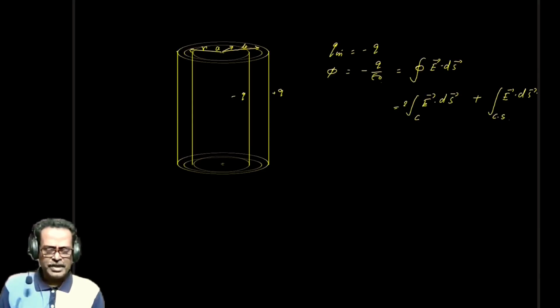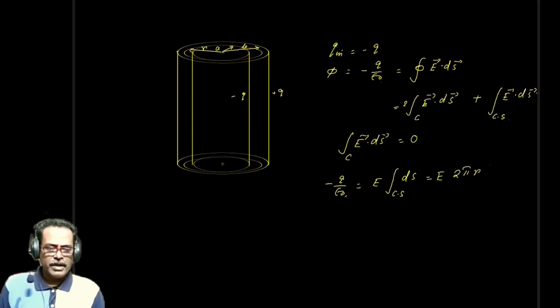So you can say that the integration of E dot ds over the circular face is equal to 0, and therefore -Q/ε0 is equal to E times ds over the curved surface, which is equal to E times the area of the curved surface, which is 2πRH, where H is the height of the cylinder. Therefore, E = -Q/(2πε0RH).